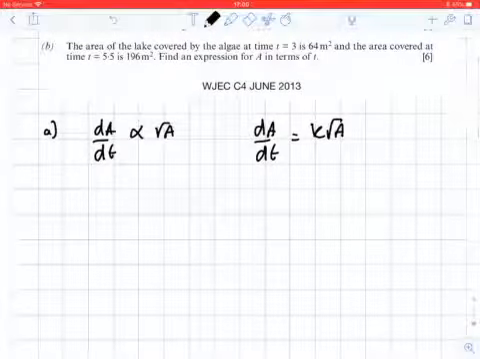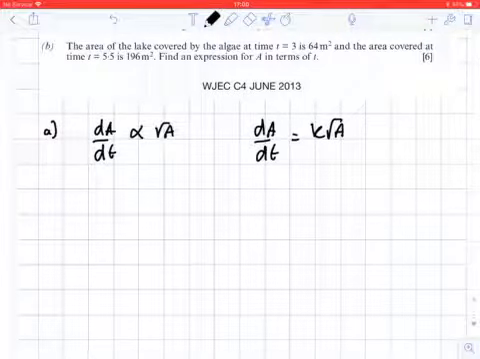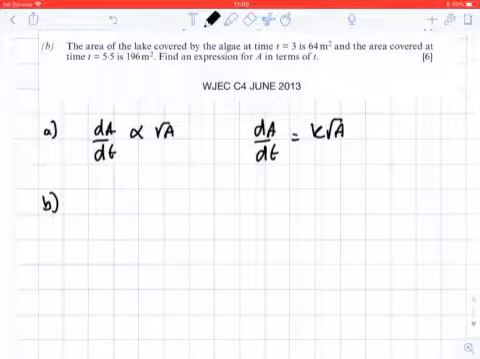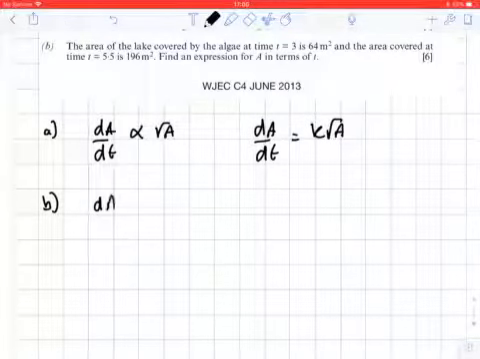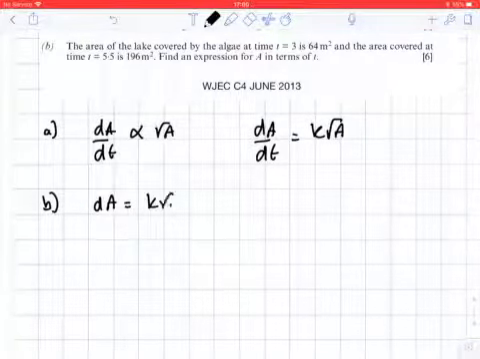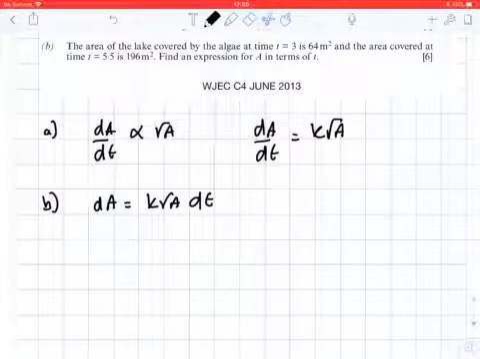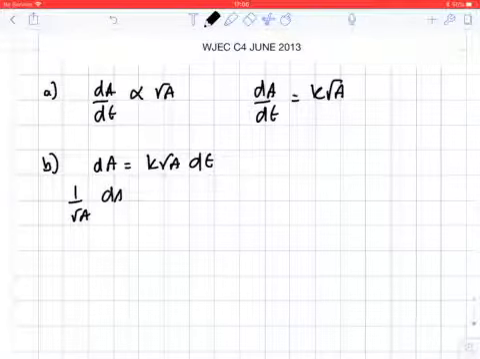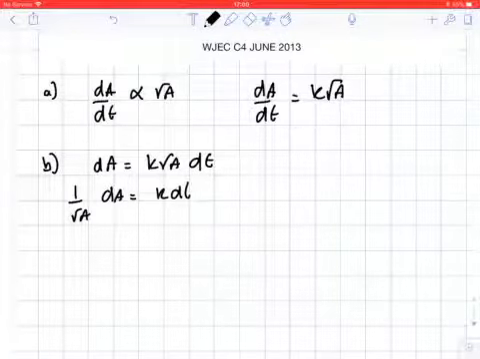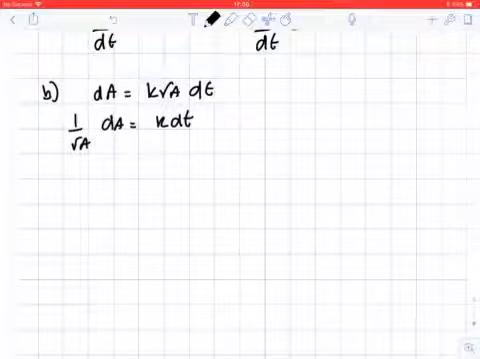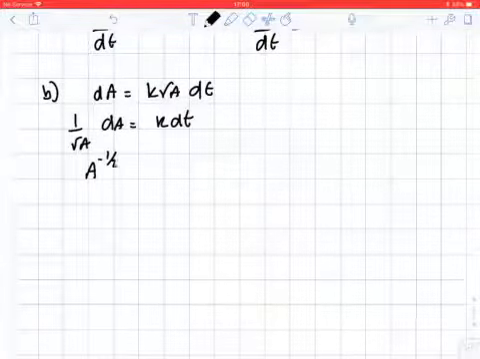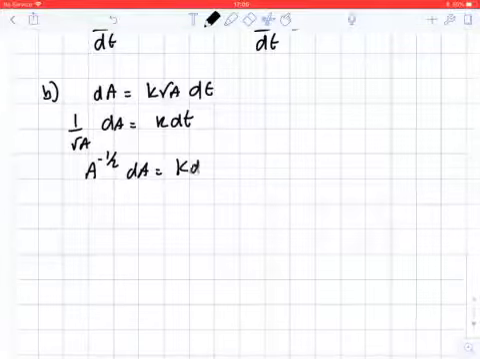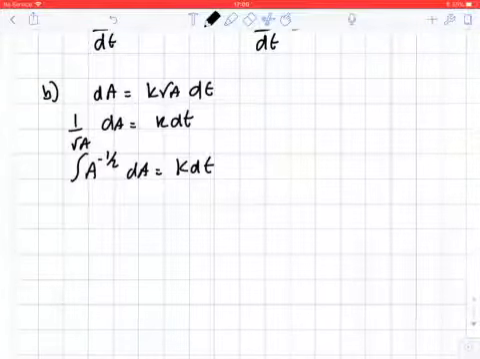Now it wants us to find an expression for A in terms of t given some conditions. So first of all, let's sort out our variables. So the first thing I'm going to do here is say dA is equal to k root A dt. Dividing by root A, I get 1 over root A dA is equal to k dt. Now 1 over root A is the same as saying A to the minus a half dA is equal to k dt. Now I can put in my integration signs.